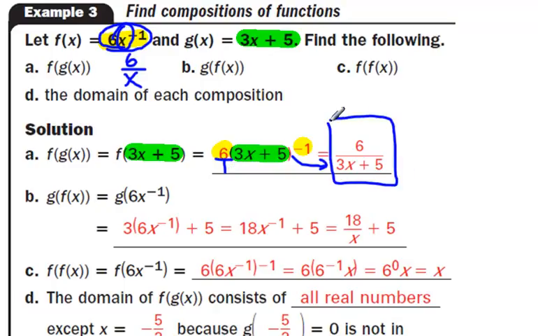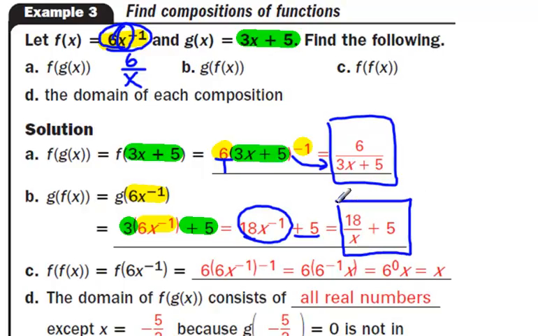All right. And I could do it in the reverse order as well, which means I would take the 6 times x to the negative 1 and substitute that into my original g of x equation. So when I do that, you can see I'm going to multiply 3 times 6, and that's where I get the 18. That 5 is still outside, and so I get 18 over x by using that negative exponent rule again, plus 5. That's it. Now, if you do this, and these two expressions end up being x, then these are inverses of one another. We'll get to that later, though.